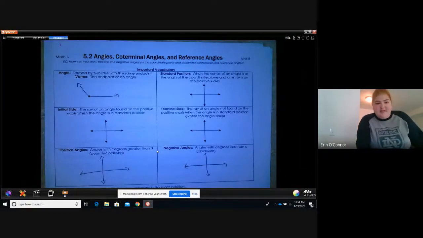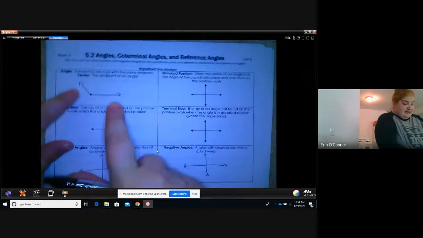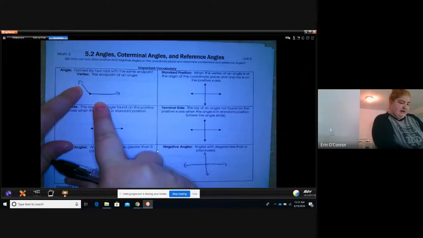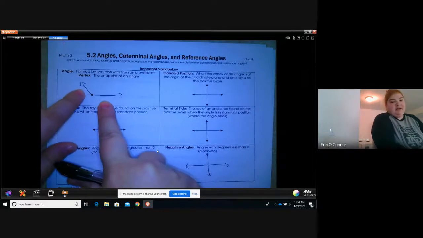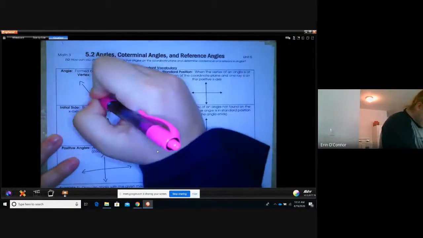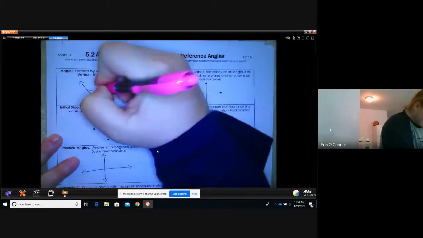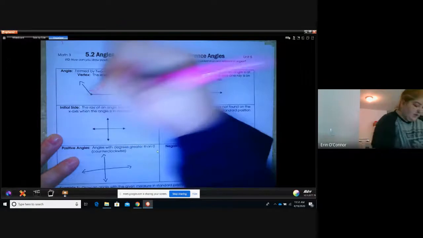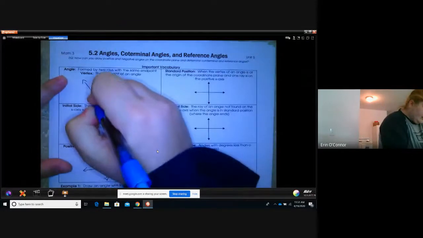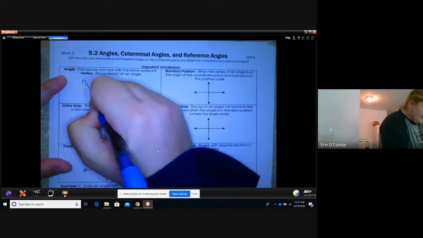So an angle, what is an angle? It's formed by two rays. A ray is a line with an endpoint and then an arrow on the other end, but an angle is formed by two rays with the same endpoint. So this right here would be your angle. And then the vertex is the endpoint of an angle. So this point right here is the vertex.